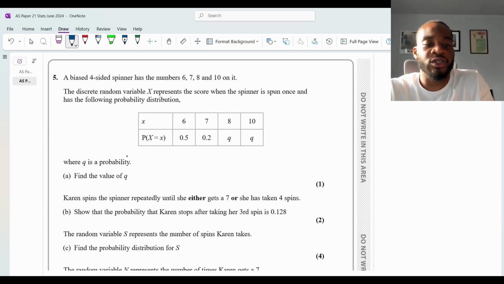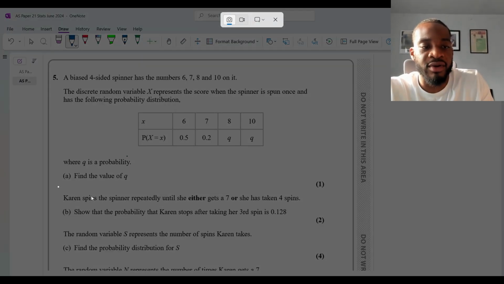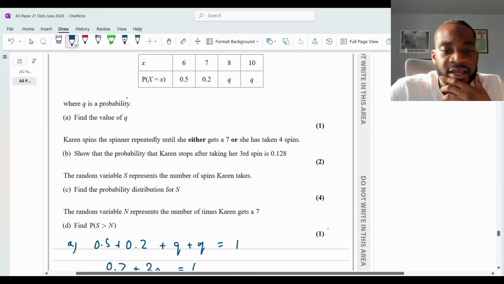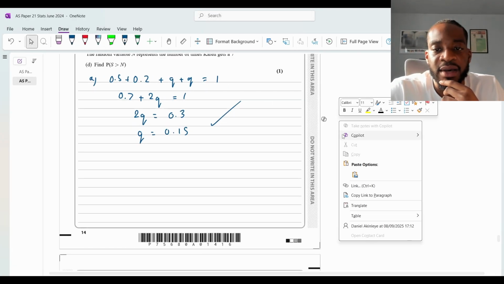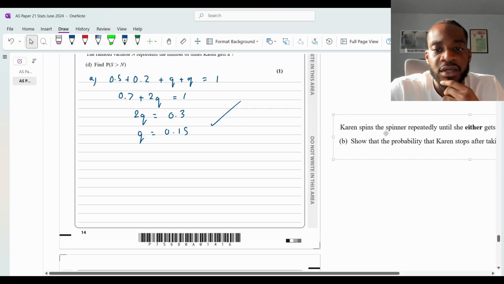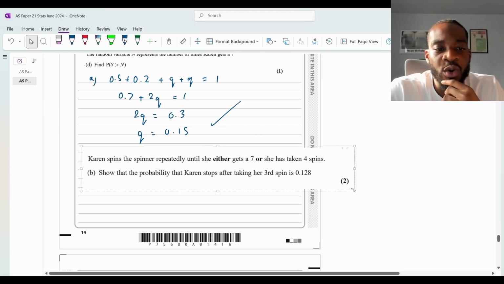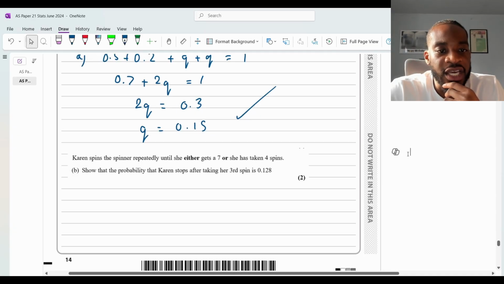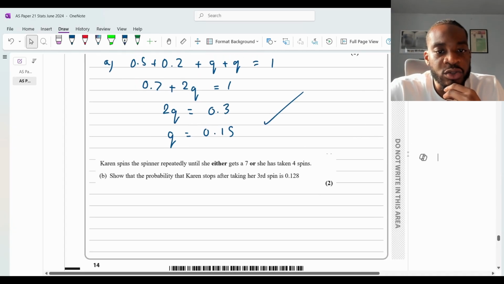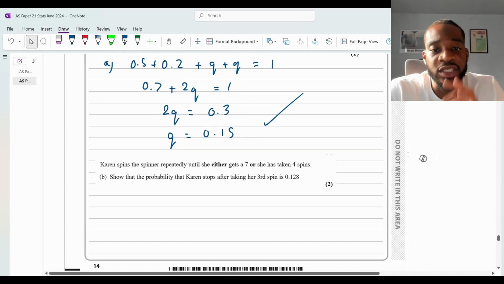Okay. So let me just crop this and bring this underneath. And then we can just work with it. But again, this is not too bad. Straightforward. So, how can you stop on your third spin? Remember, she either stops until she gets a 7 or she's taken 4 spins.